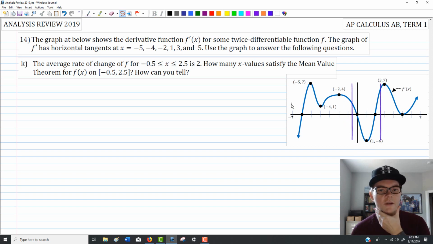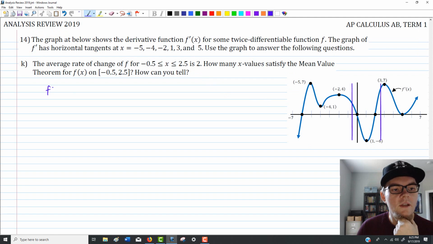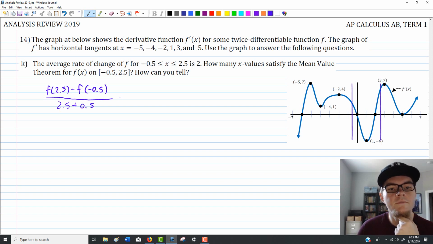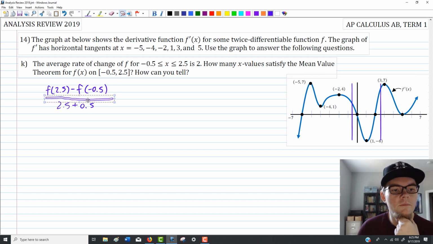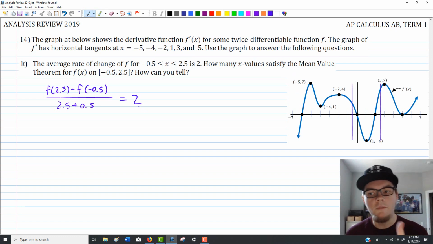It says the average rate of change there is 2. So basically what that's telling us is f of 2.5 minus f of negative 0.5 over, what is it, 2.5 minus a negative 0.5. It says that that average rate of change has to be equal to 2. So far so good? Hope so.